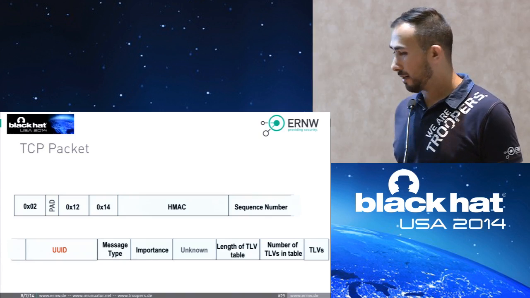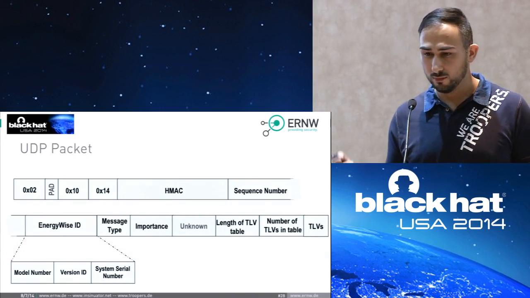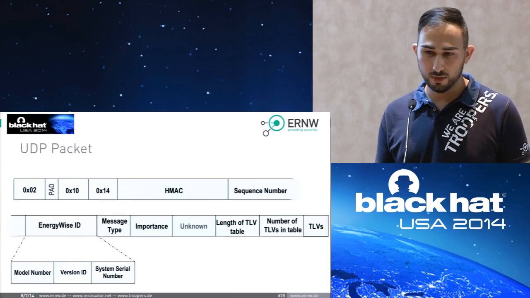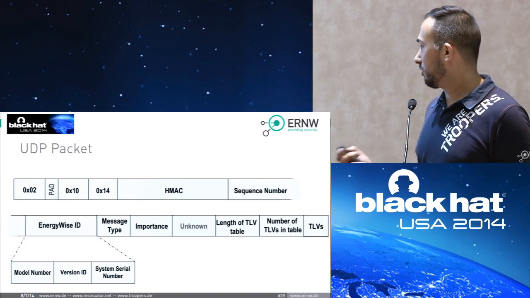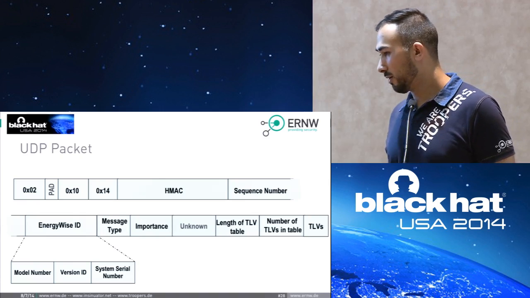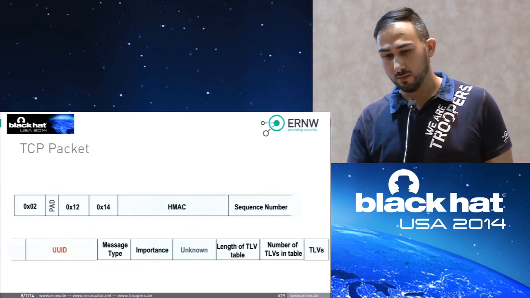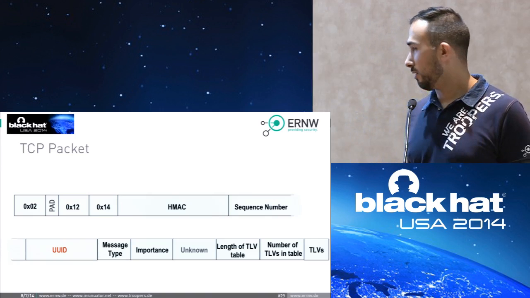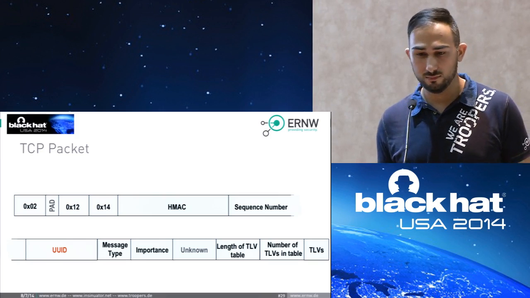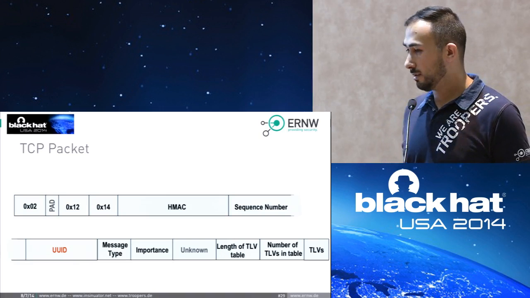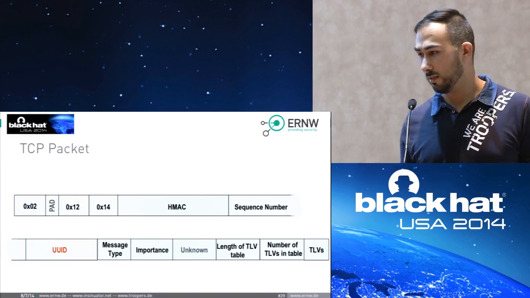We can see the TCP packet has a UUID instead of an EnergyWise ID, because the UDP packets are only communicated in the EnergyWise domain, where a domain member usually has a model number, a version ID, and the system serial number. But EnergyWise over TCP is also communicated over management tools or software, and they normally have no model number. Because of that, they have a UUID to identify them uniquely in the domain.